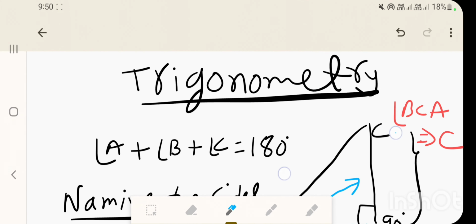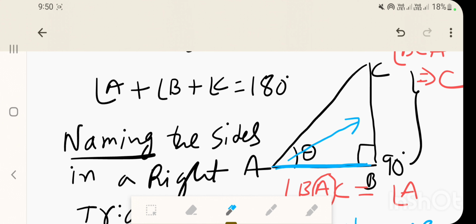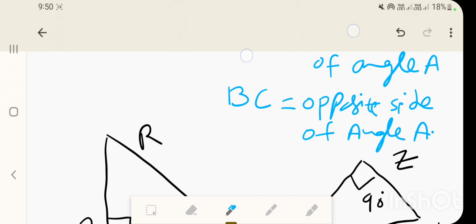And the hypotenuse is the longest side of all the three sides, and then we have the adjacent side, and another is the opposite side. Okay, so this is about the naming of the sides in a right triangle. Now another topic which we have here is trigonometric ratios, in which we define the ratios in a right angle triangle. The ratios with respect to the opposite side, adjacent side and hypotenuse, we are going to define as the trigonometric ratios.